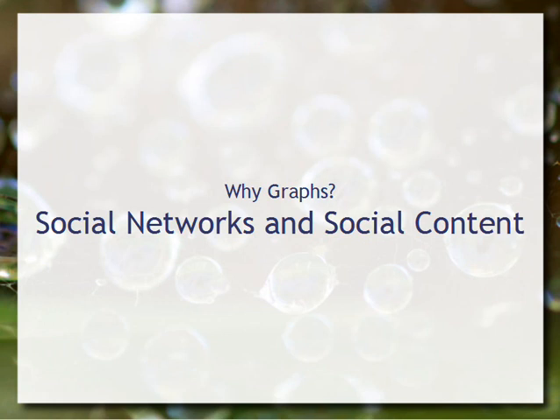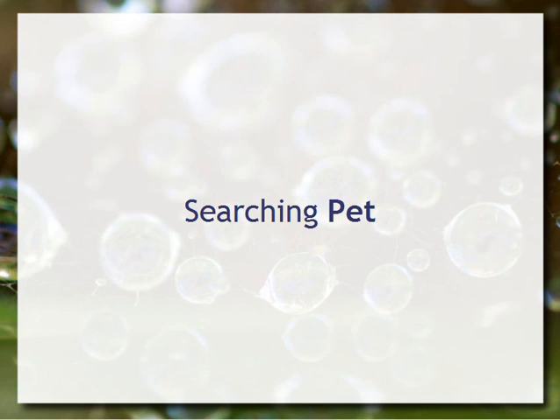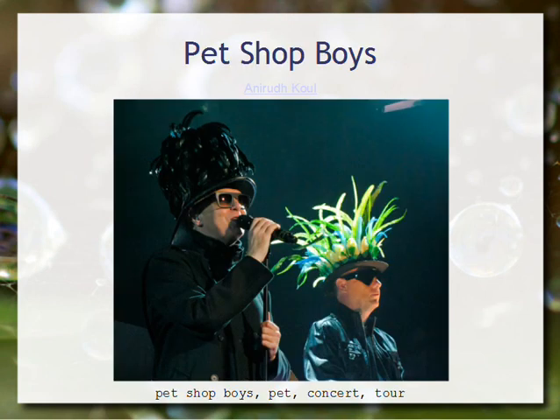Another argument for why graphs, a second argument, is social networks and social content. So we produce things in networks, okay? For example, consider you enter a site that has pictures, like Flickr, and you want to find a pet. You put the word pet, okay? So Flickr will try to find something that means pet, but pet can have many meanings. It could be Pet Shop Boys. I don't know if that is what you are looking for, but probably not.